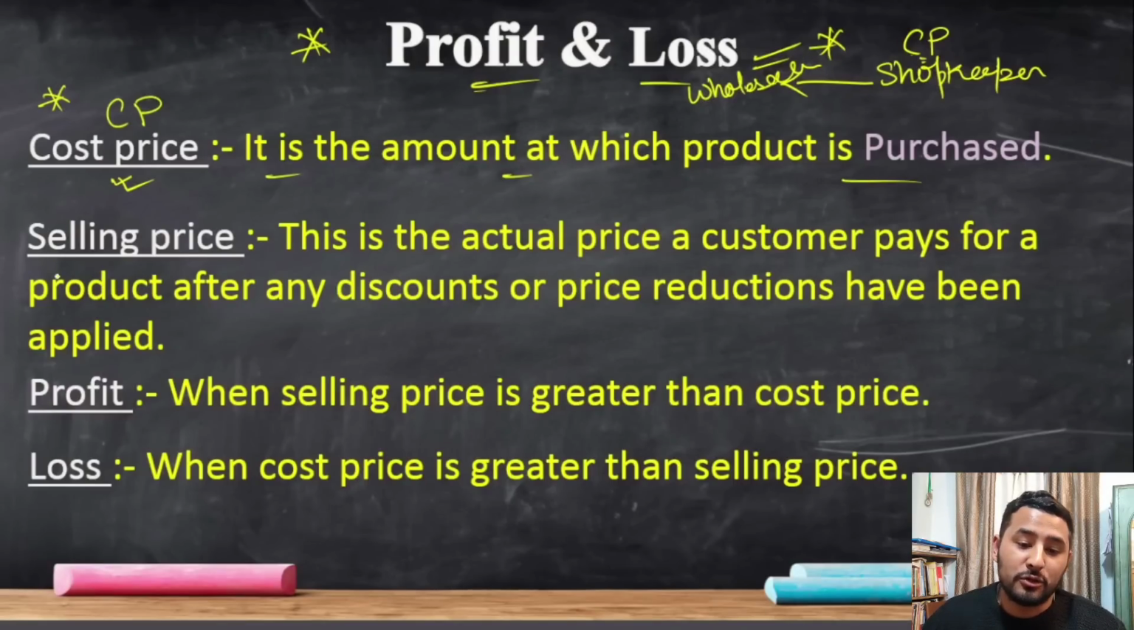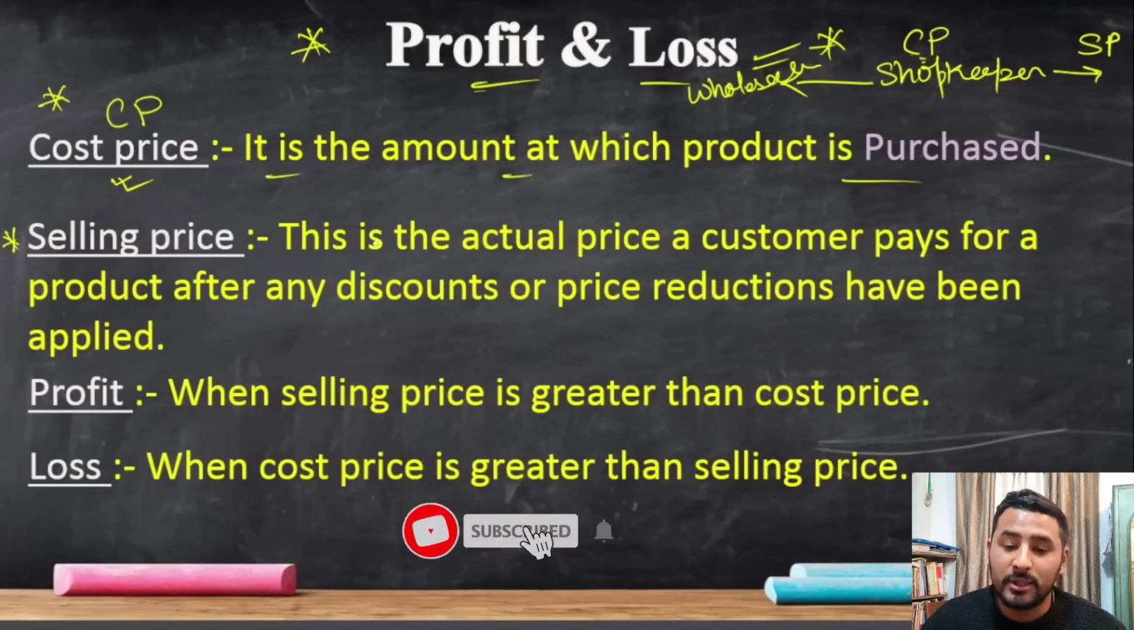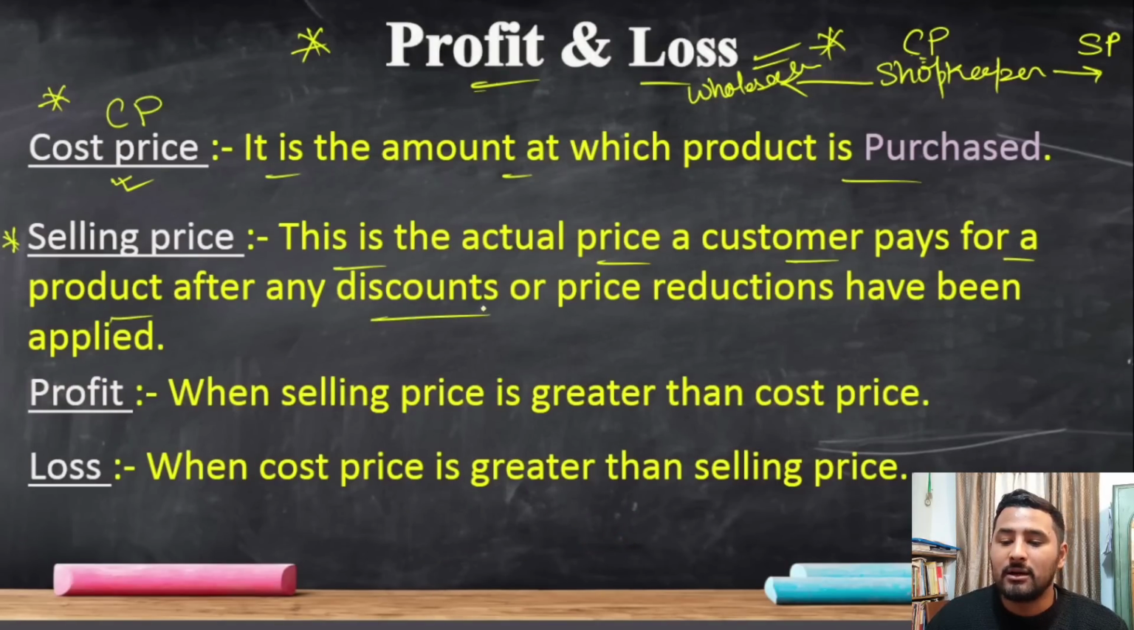Now what will be the next term that you should know? That is selling price. Being a shopkeeper, once you have bought the item from the wholesaler, you'll have to sell it to the customers, right? The amount that you will charge for that will be called selling price. Let us see the definition of selling price. This is the actual price a customer pays for a product after any discounts or price reductions have been applied. So basically, the amount that you will charge from the customer will be called selling price. I hope it is clear.